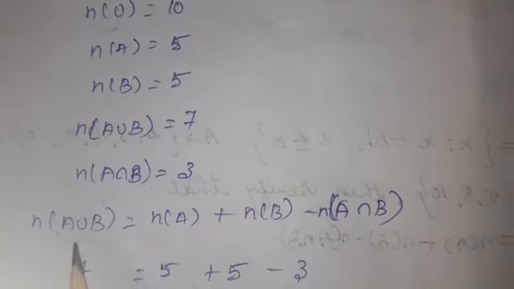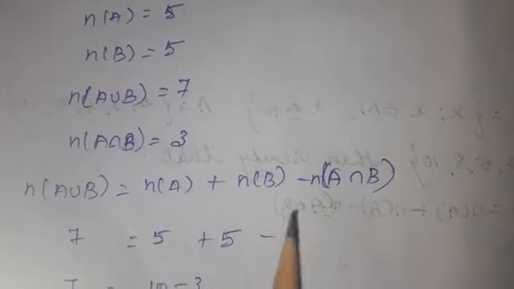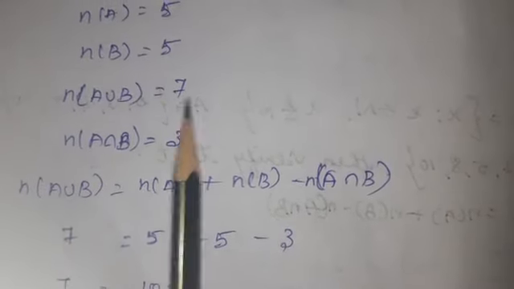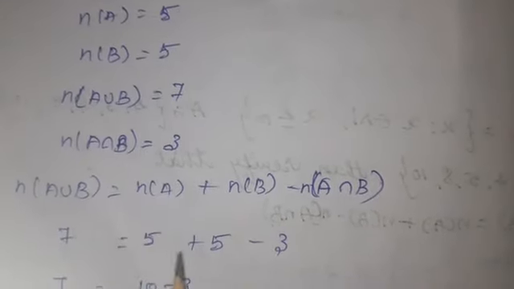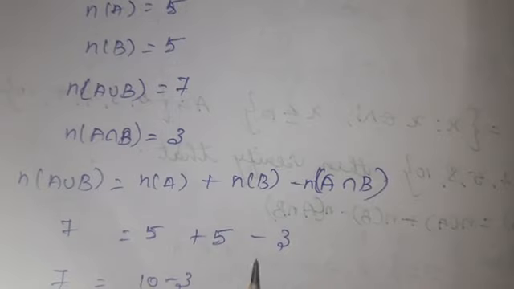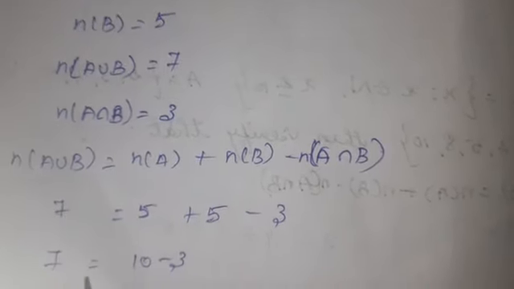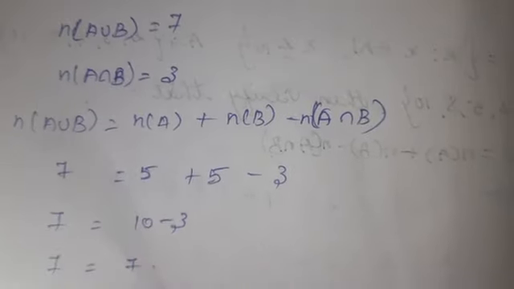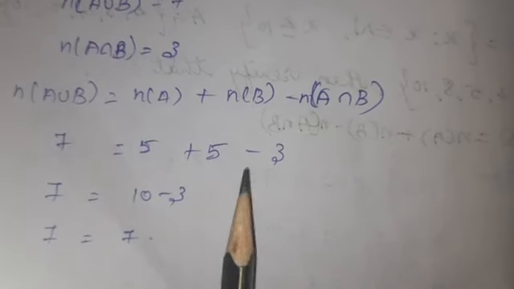After that you should verify the formula. N of A union B is equal to N of A plus N of B minus N of A intersection B. N of A union B, it is 7, is equal to N of A 5 plus N of B 5 minus N of A intersection B 3. This side 7 is equal to 5 plus 5 is 10, 10 minus 3 is 7. So both sides give the same answer. Therefore the formula is verified.